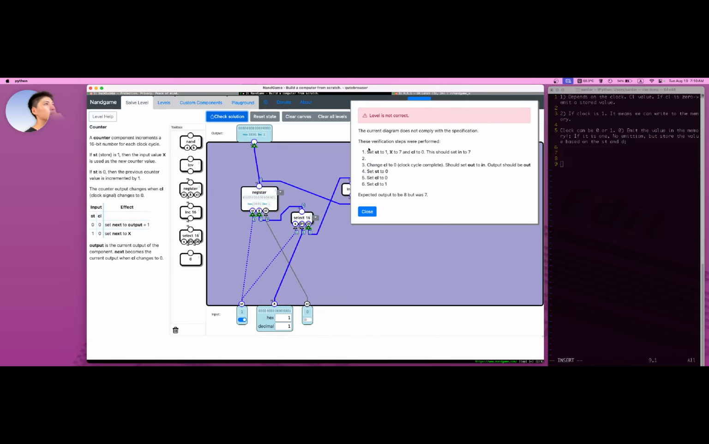Okay, we have a problem. That's fine. It's completely fine. The current diagram does not comply with the specifications. These verification steps were performed. Set st to 1. Okay. X to 7. And clock to 0. Okay. This should set in to 0.